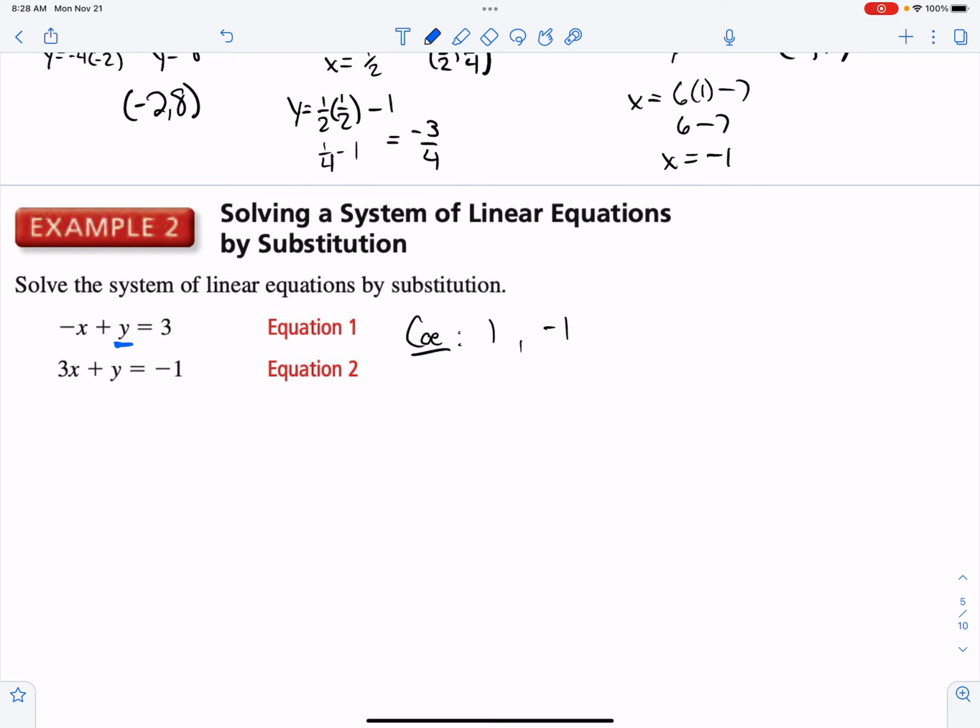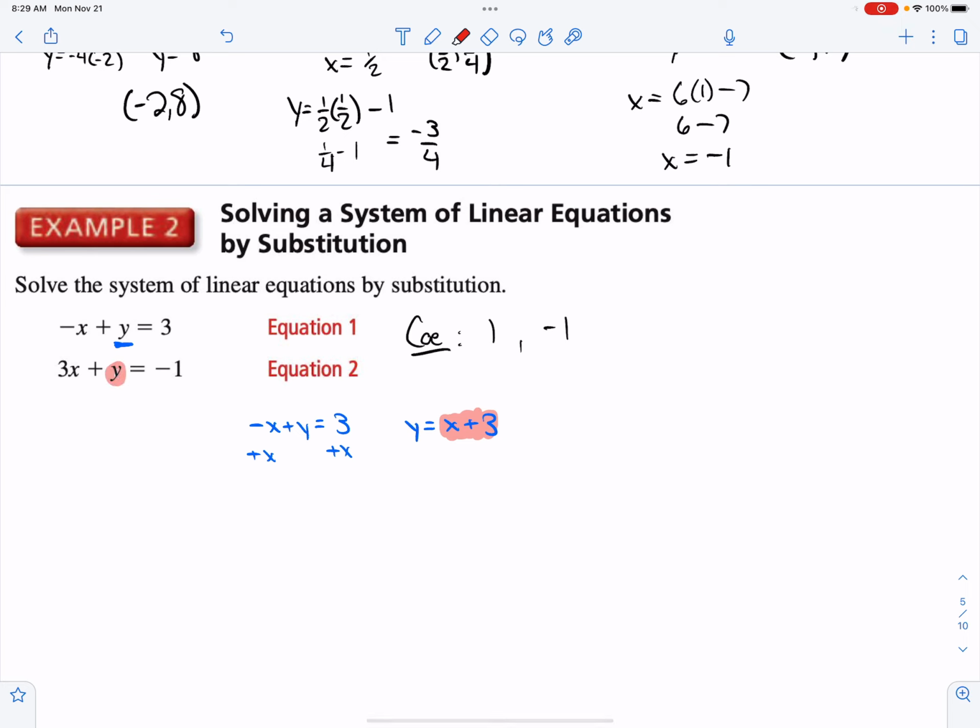So in order to isolate the y in equation 1, I'll copy it down here. What I'm going to have to do is add this x to the other side. Now, my new equation 1 is y equals x plus 3. Now I have a variable isolated. Again, I didn't have to isolate the y. I just did it because I thought it would be easier.